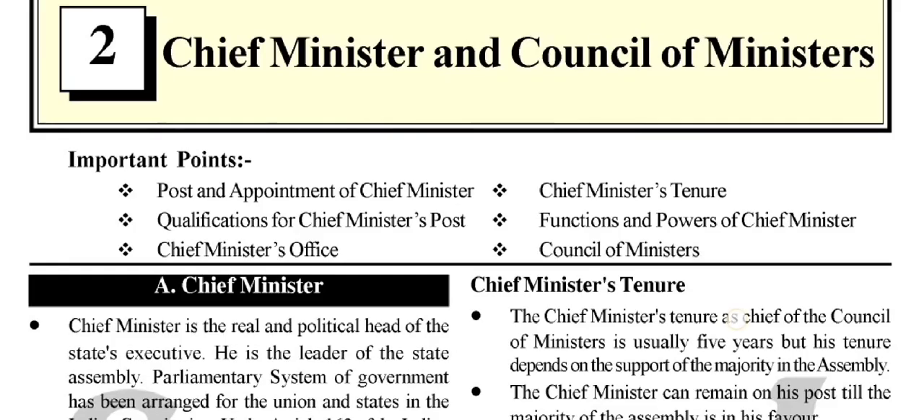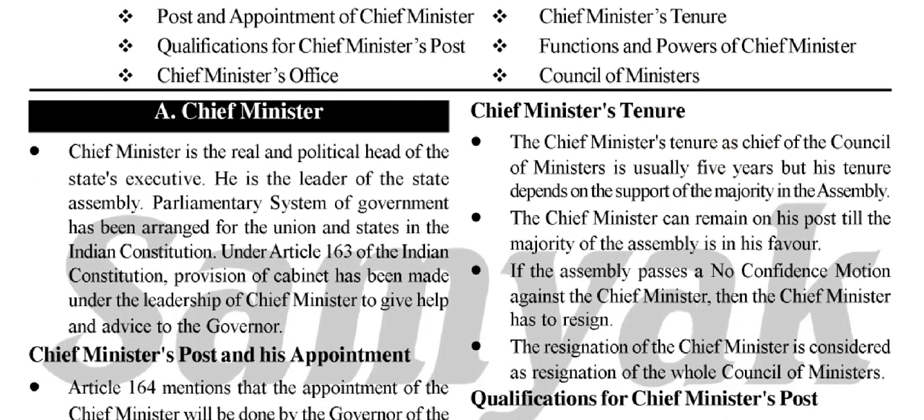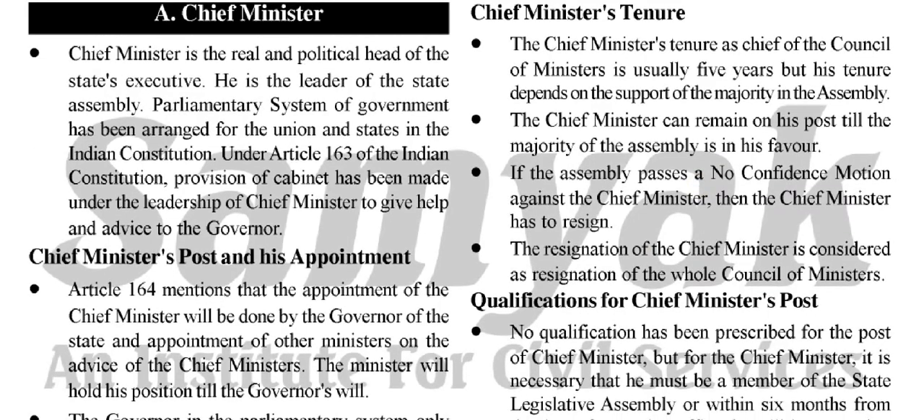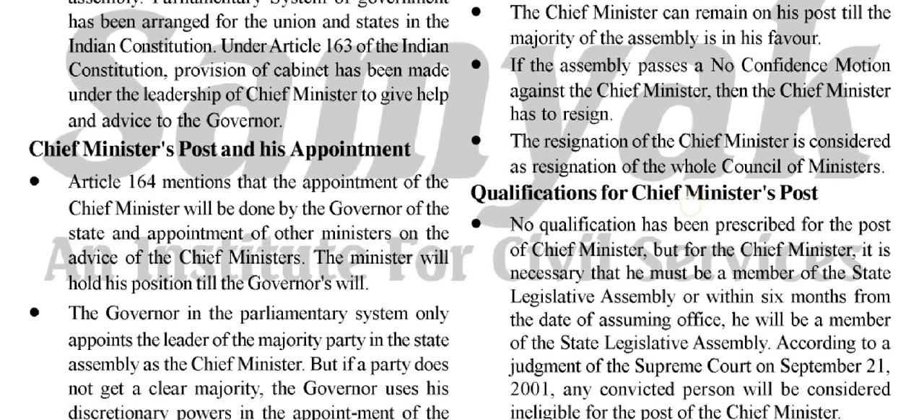Chief Minister and Council of Ministers. Important points. Chief Minister. The Chief Minister is the real and political head of the state's executive. He is the leader of the assembly. A parliamentary system of government has been arranged for the union and the states in the Indian Constitution. Under Article 163 of the Indian Constitution, provision of a cabinet has been made under the leadership of the Chief Minister to give help and advice to the governor.